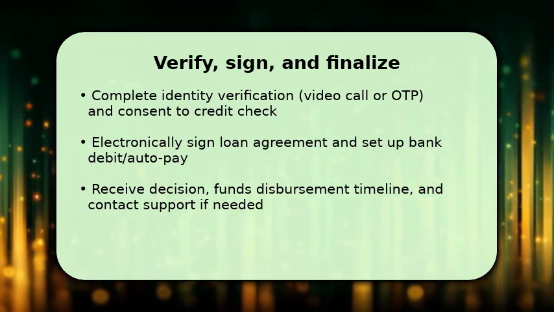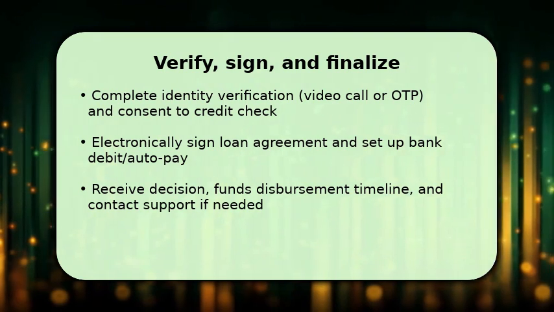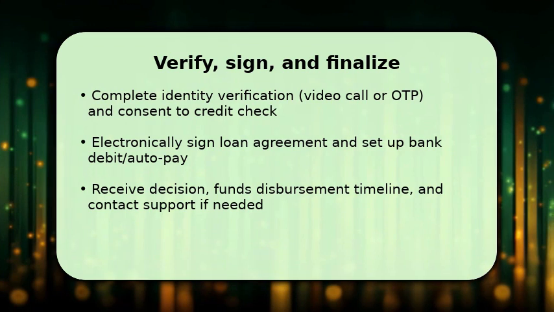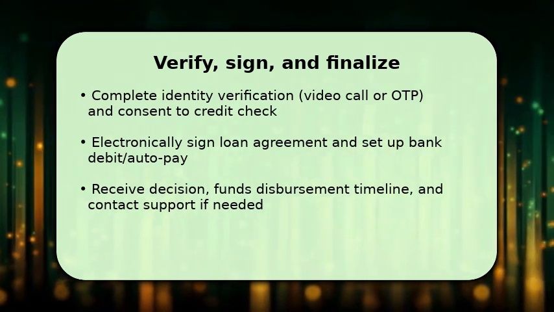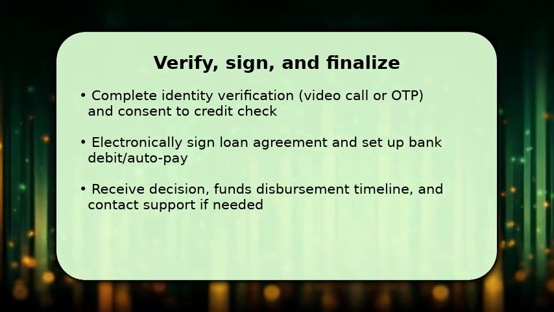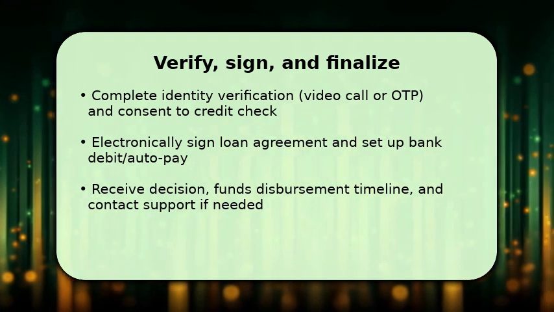Once approved, electronically sign the loan agreement and set up your preferred repayment method, like bank debit for on-time payments. This speeds disbursement. If funds aren't sent within the stated timeline, first confirm your bank details, then contact Qwarta support. Often a document resend or re-verify resolves delays quickly.